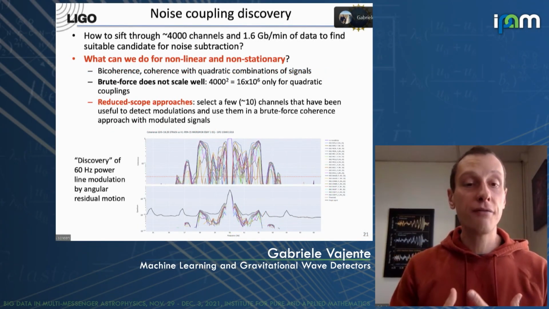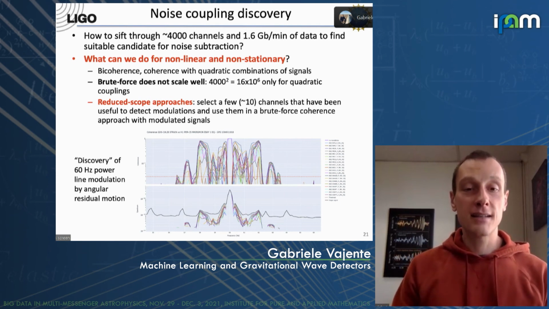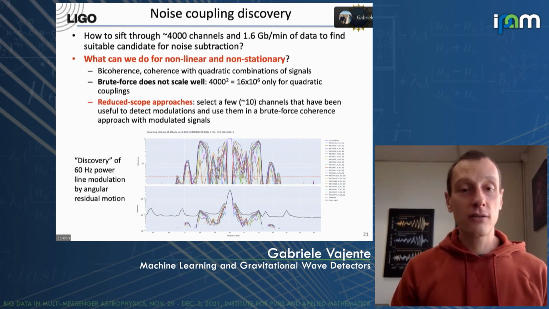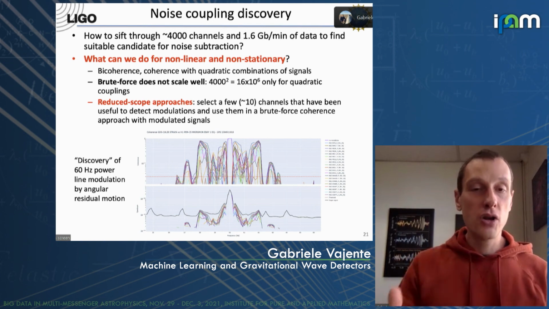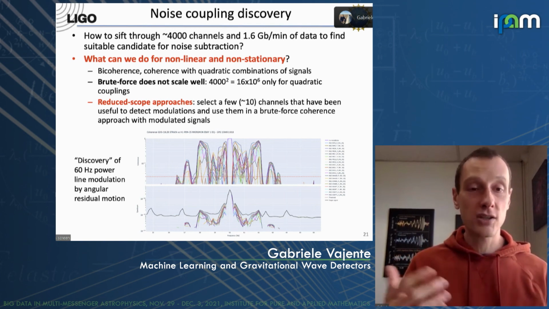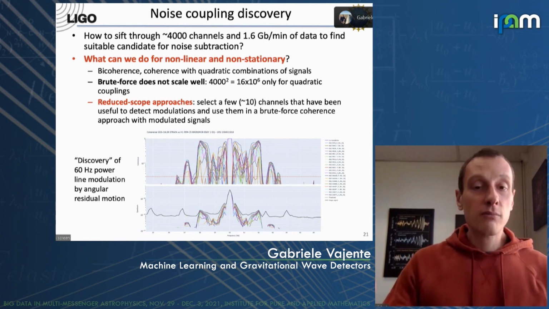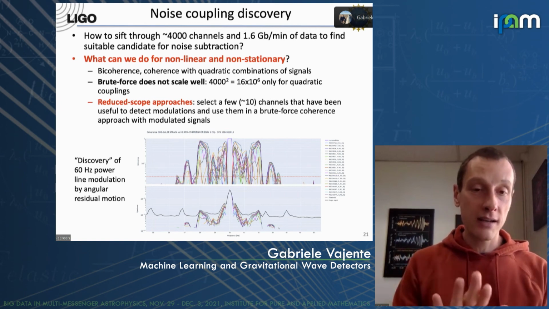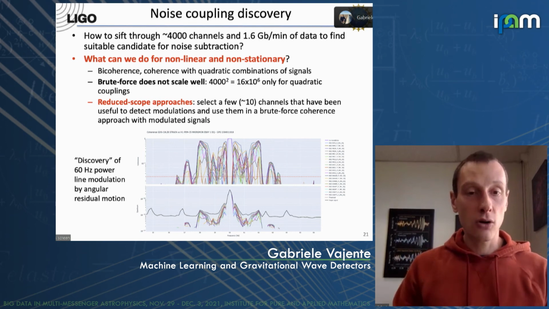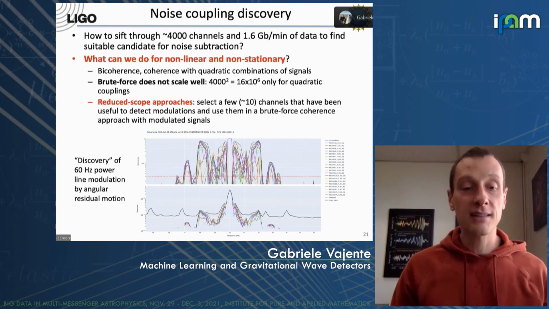So for example, if you select a few channels that have content at low frequency and that you know are useful to detect modulations of coupling, for example, angular fluctuation of the positions of the mirrors or detector, then you could use them in a sort of brute force coherence-based approach that is able to capture not only the linear relationships, but also the modulated relationship, in the sense of the equation that I showed a few slides ago.